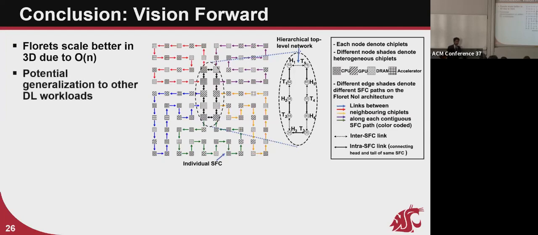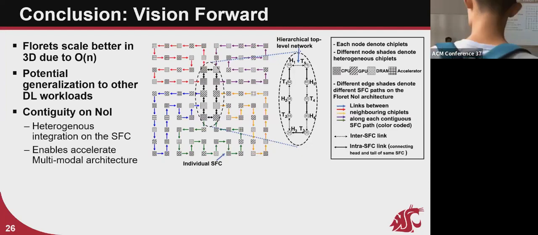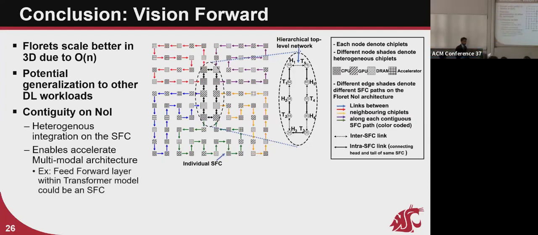And this scales better as we go into 3D due to this linear dependency. And there could be potential generalization as we have seen in these concurrent tasks on DL workloads. One example that I would give, due to this contiguity and this heterogeneity, we can actually accelerate these newer multimodal architectures. For example, the feed-forward layer, which is within the transformer model, has a similar Li to Li+1 nature, where that transformer model's feed-forward could effectively just be an SFC.